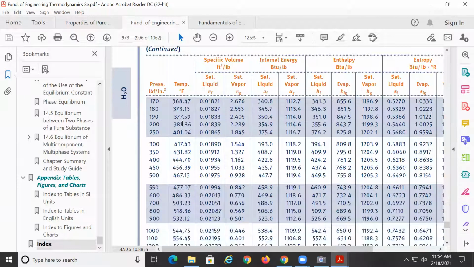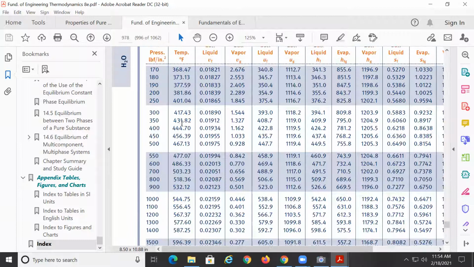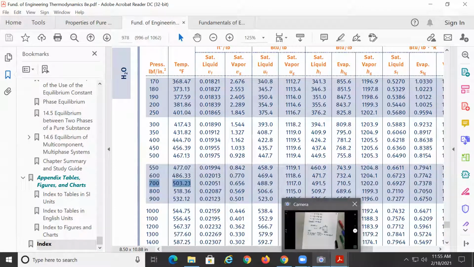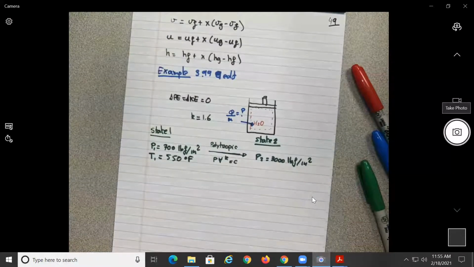Here is the temperature, okay? 700. I passed it. So let's see, 700. What is the temperature we have here? 503. This is the temperature at which the water will start boiling, no? Yeah? So then what is the state? What's the state of the water? It's boiling, or it has already boiled?